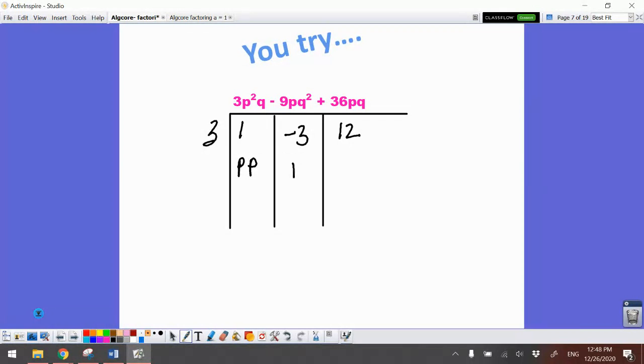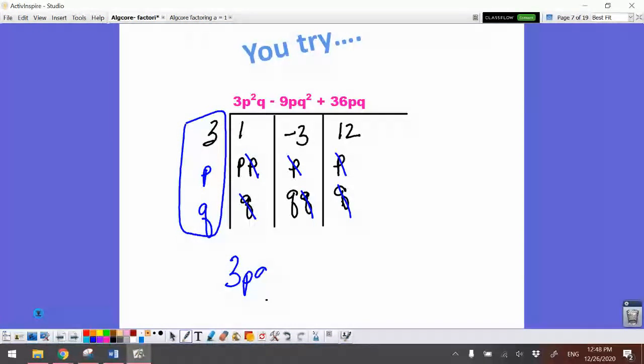All right, so I'm going to go ahead and write my P's and my Q's out, and we're going to start pulling them out. So how many P's can I take out? Well, I see that I can take out 1. If I cross them out, they're all gone. I see that I can take Q, and then I don't have any left. So there's no more Q's that I can take out. So my GCF is 3PQ. And what do I have left? Well, here's a 1P, and here's a -3Q, and then what's left over here is a positive 12. And I'm done.